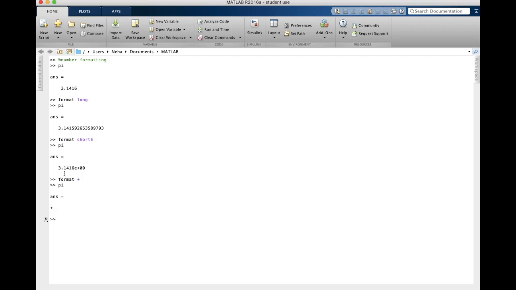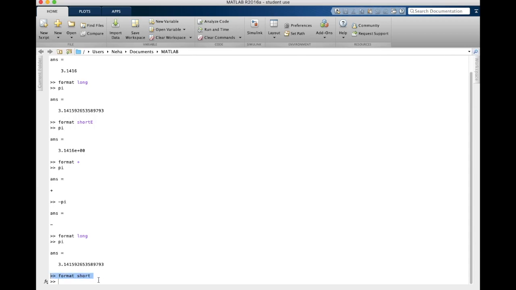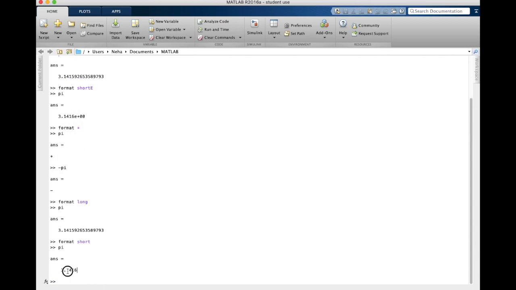So for example, if I put pi, the answer is positive, but if I have negative pi, that would be a negative number. So to convert between different number formats, all you have to do is just write a new format out and everything you type will be changed after that.